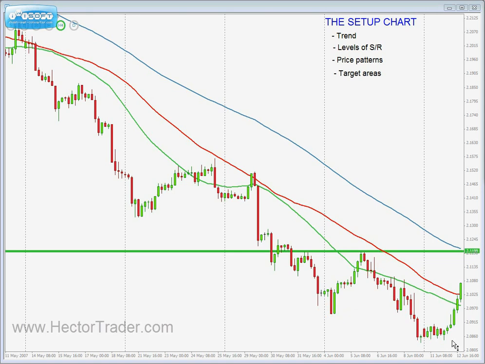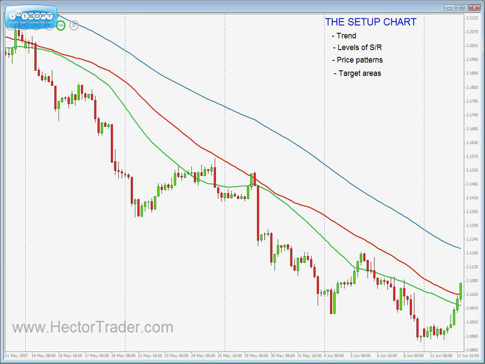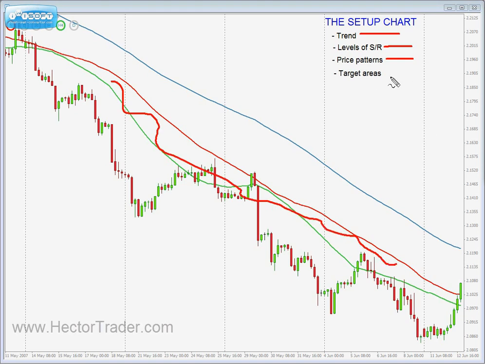Okay, so those are the 4 reasons, or the 4 uses I make of the setup chart. Once again, recapping really quickly: trend establishment, the most important of all. Once we've determined that we are indeed in a trending scenario, then in that time frame I will search for price patterns, levels of significant support and resistance, especially confluences around the dynamic areas of support and resistance, guys. And finally, if I eventually take my entry, I will also define my target areas off the 4 hours time frame, or whichever time frame is my setup chart.